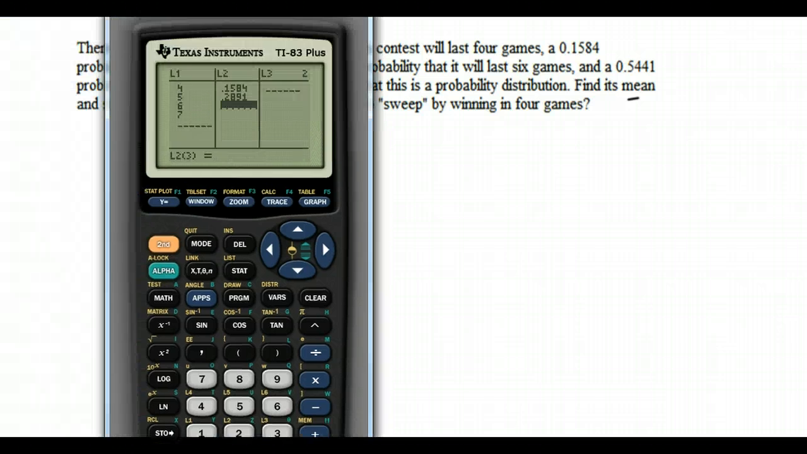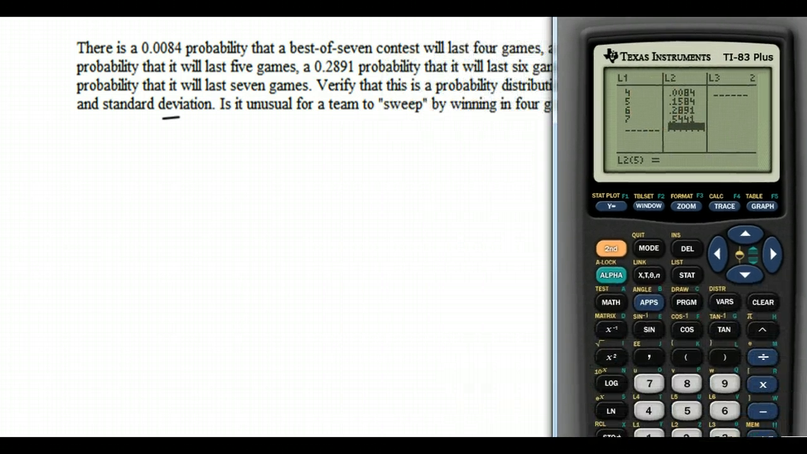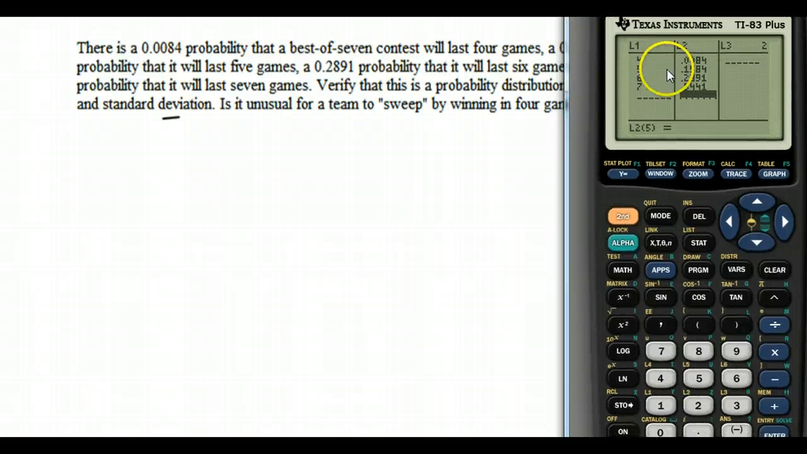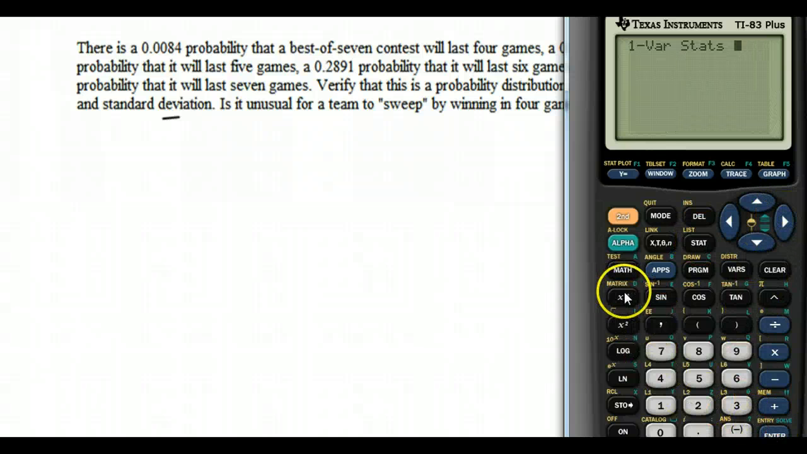oops, I missed one. Oh, I missed the first one. 0.0084, 0.1584, 0.2891, and 0.5441. Alright, so there is the possible values of the number of games. There's the probabilities. Now I hit stat, calc, 1-Var Stats, and then I tell it L1, comma, L2.